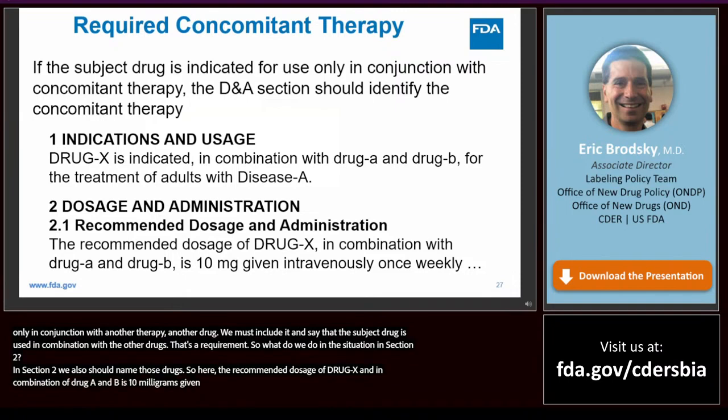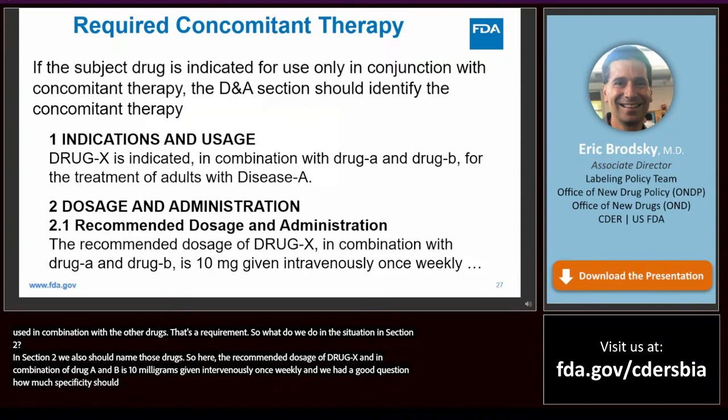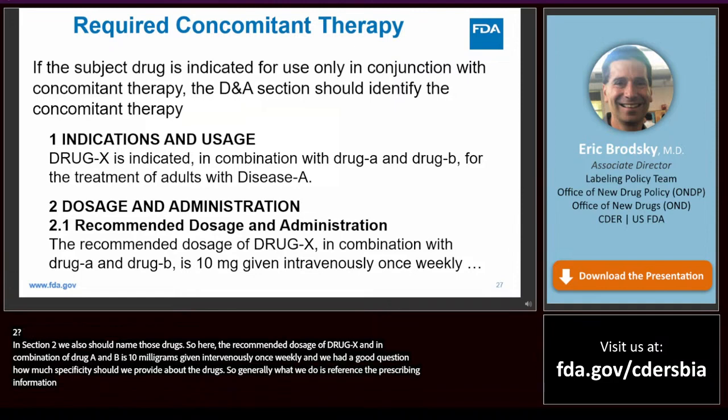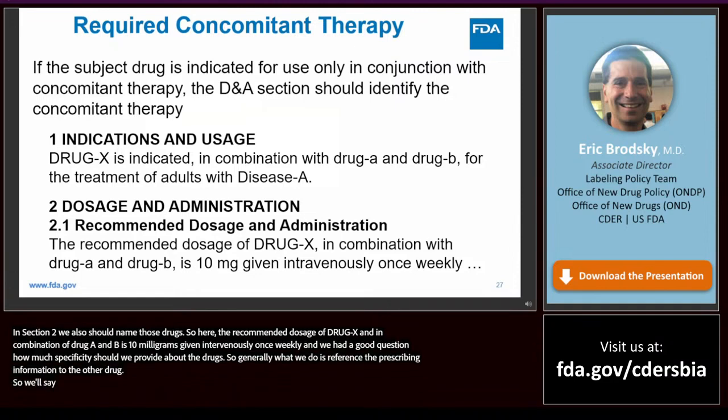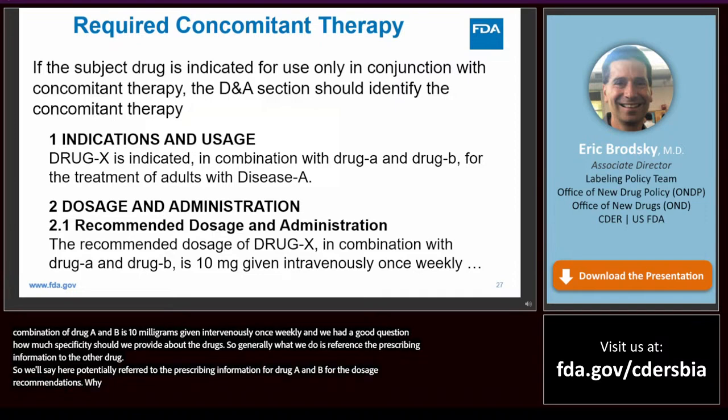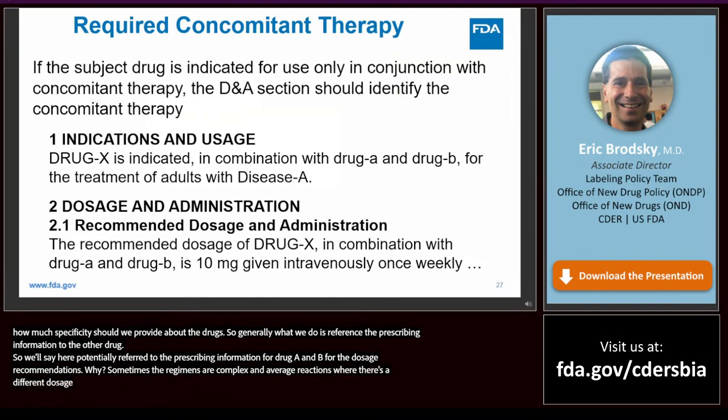intravenously once weekly. Now, we did have a really good question in the docket about how much specificity we should provide about the concomitant drugs. Generally, what we do is reference the prescribing information of the other drugs. So we would say here, refer to the prescribing information for drug A and drug B for the dosage recommendations. Why do we do that? Because sometimes these dosage regimens are complex. There are dosage modifications due to drug interactions or adverse reactions, where there's a different dosage recommendation in patients with renal impairment, and it's hard to include all of that in the subject drug's labeling. So we refer out to the other labeling.